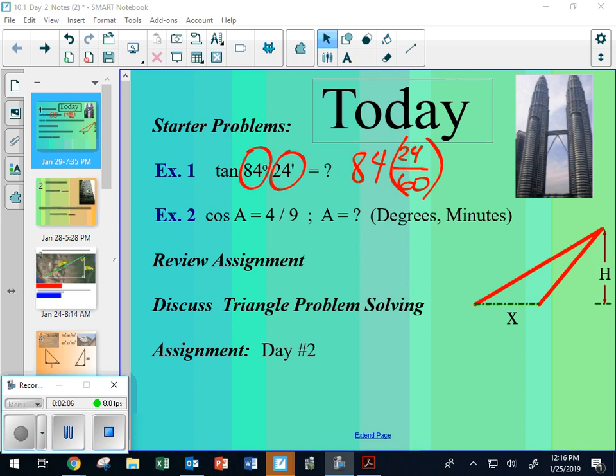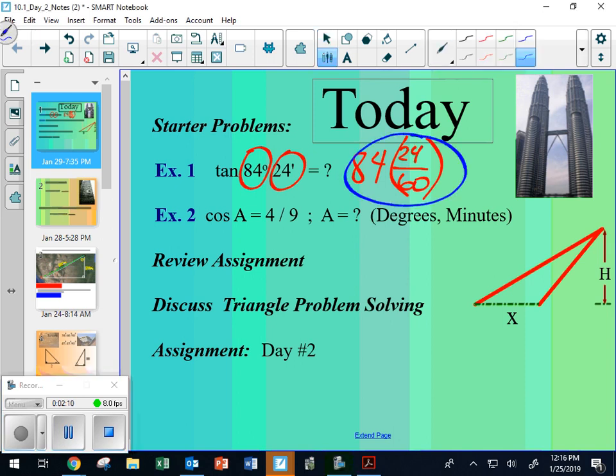Then type in tangent of 84, and then this is some decimal. 84 point something. And I think it's 84.4. That sounds correct. So then, if it's 84.4, what is tangent of 84.4? I know it doesn't mean much to you right the second out of any context.